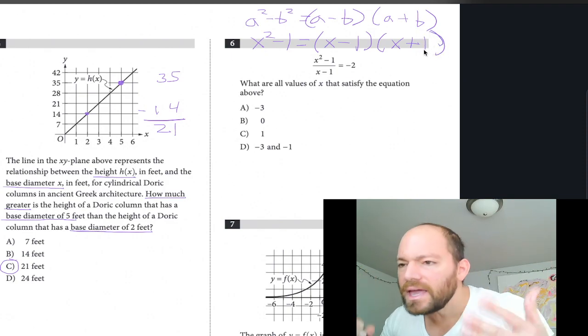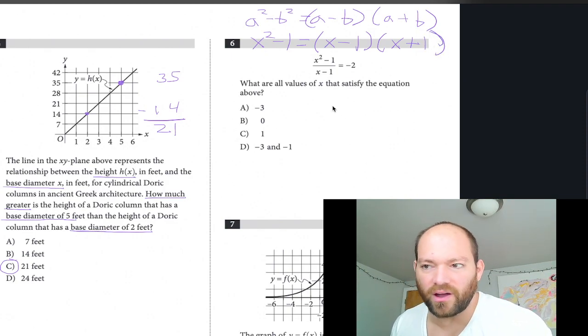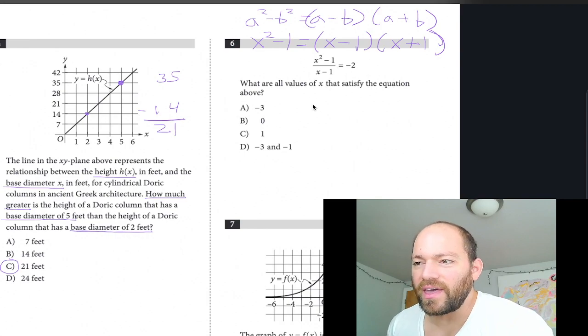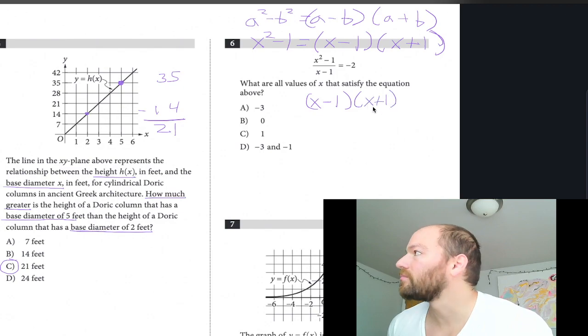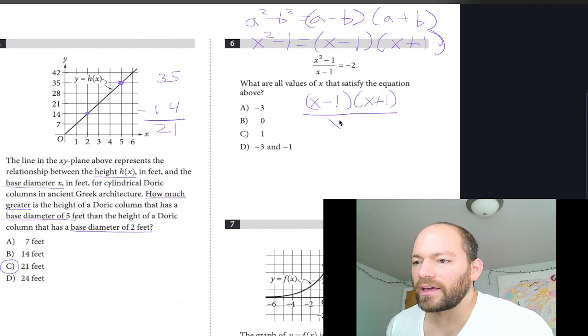So let's immediately apply that difference of squares to this expression over here. They say x squared minus 1 over x minus 1 equals negative 2. I'm going to write x minus 1, x plus 1 over x minus 1 equals negative 2.